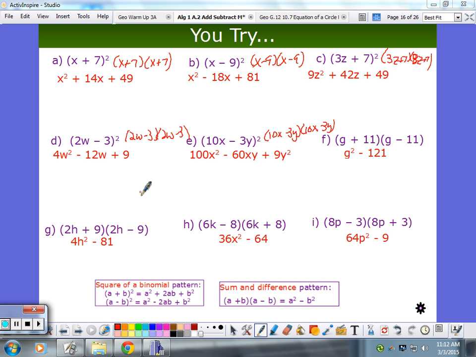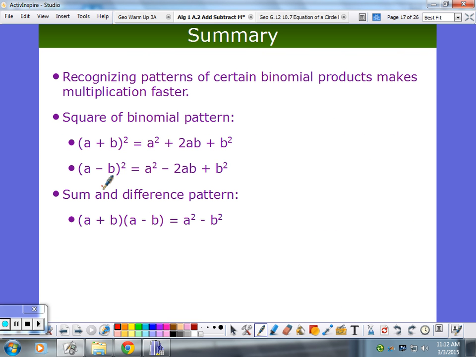Questions on the special products. You can always expand them out and just use FOIL. It's the same answer. You can do FOIL. I don't mind if you FOIL out these, that's fine. This one I really want you to know. I want you to know this pattern. It's easy enough to see, right? Negative AB, positive AB, outsides, insides, cancel out.